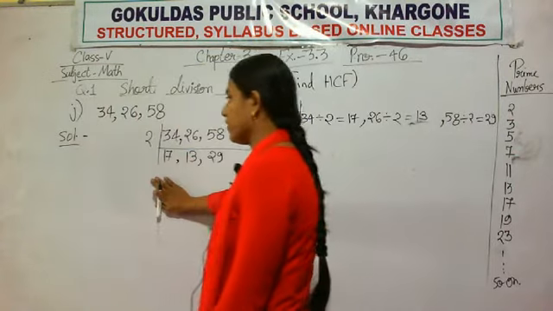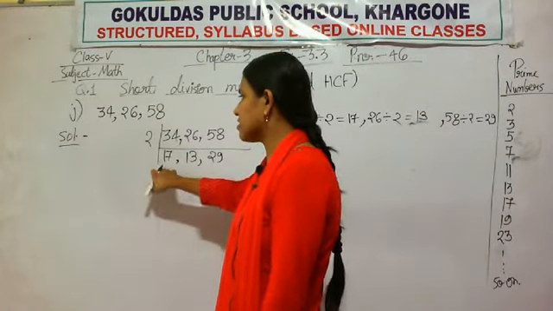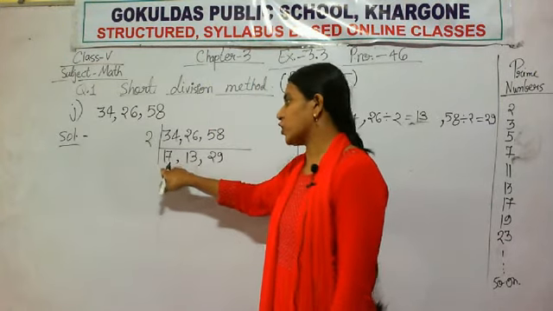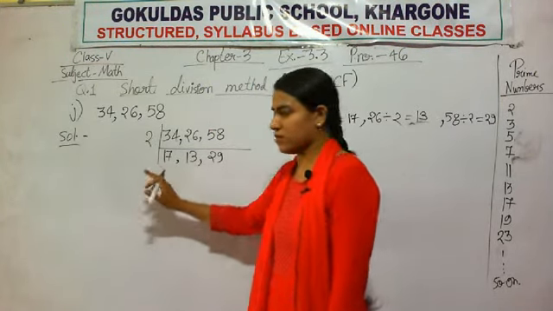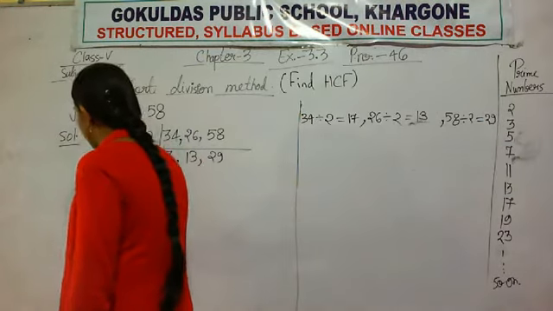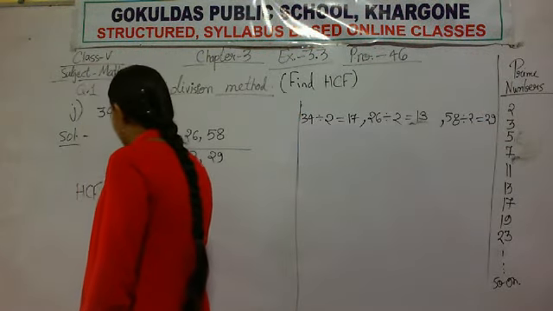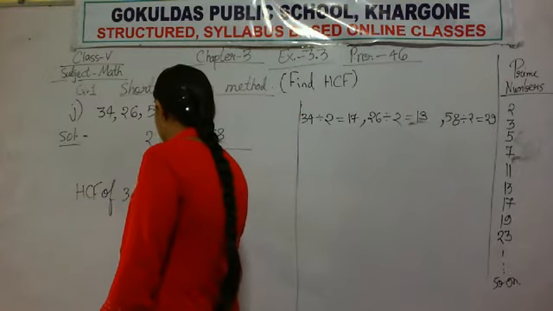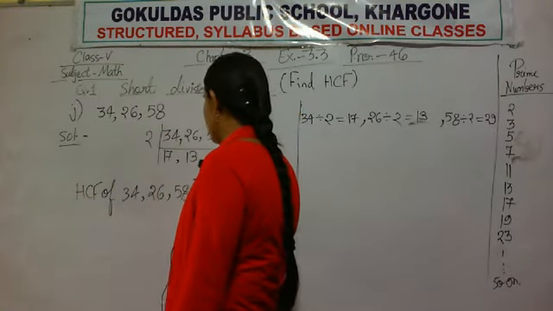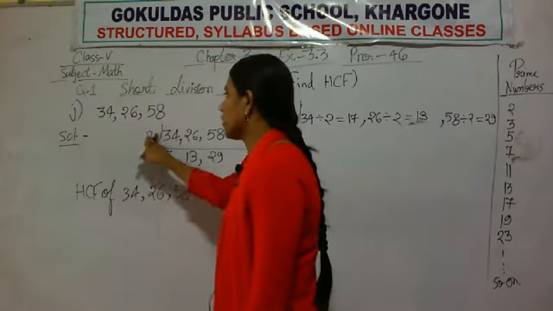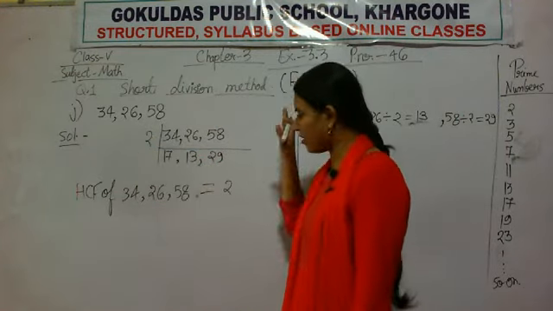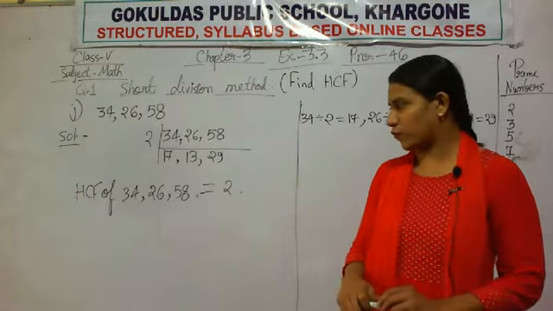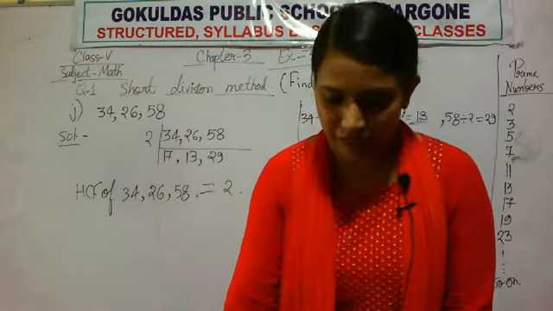We will stop our division process here only. Why are we stopping? Because there is no common prime factor to divide all these three numbers. So we are stopping here. So HCF of 34, 26 and 58 is equal to the product of all the numbers. So here only one number is there, so I am writing only 2. So 2 is the HCF of 34, 26 and 58.